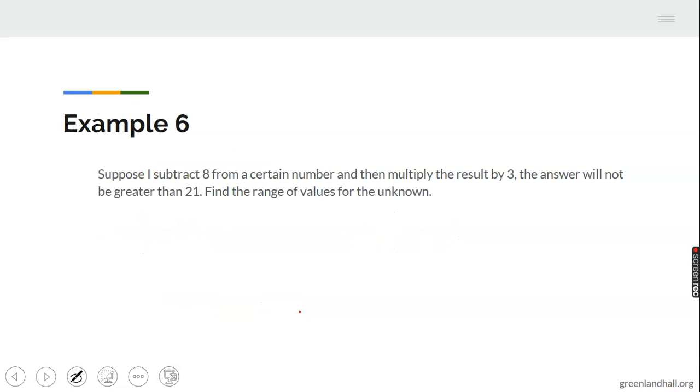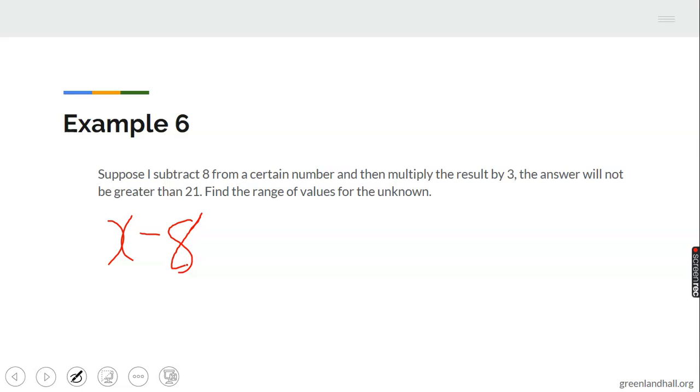Okay. Now the next question is, suppose I subtract 8 from a certain number. Do you understand the way that question is structured? I subtract 8 from a certain number. Let that number be x. So you now subtract 8 from that number. That will be x minus 8, right?